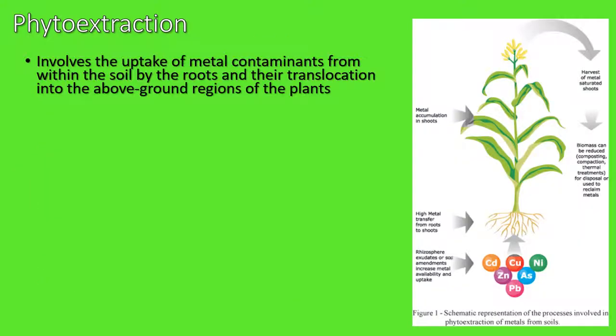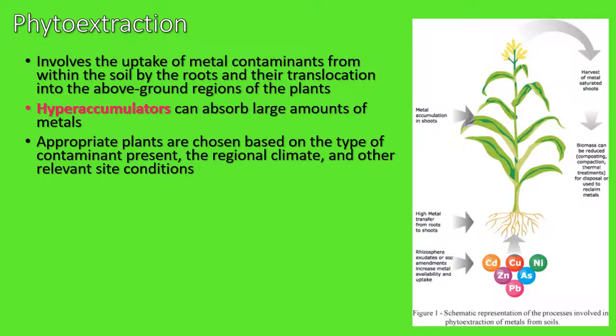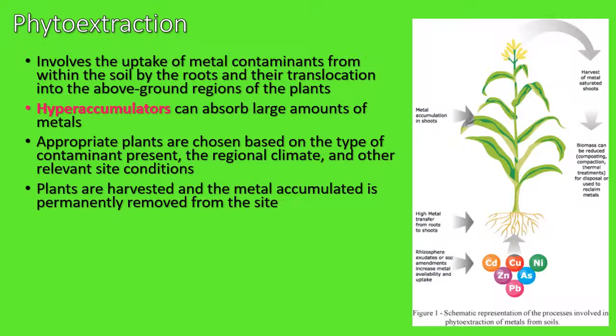So let's first talk about phytoextraction. This involves the uptake of these metal contaminants from the soil by the roots of the plants, and then translocating those metals into the above ground regions of the plants, so within the roots and the stems and the leaves. The plants that do this are typically called hyperaccumulators, and they can absorb really large amounts of these metals. Of course, there's certain plants that are more appropriate than others. They're based on the type of contaminant that's present, the regional climate, and other relative site conditions. So there has to be some thought into which type of plants you use.